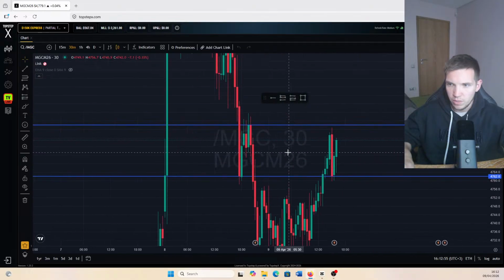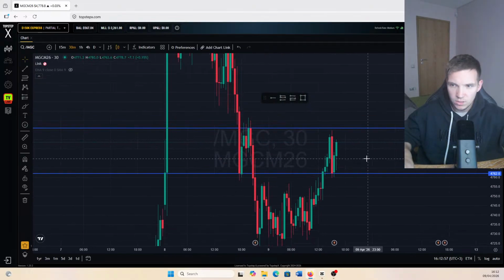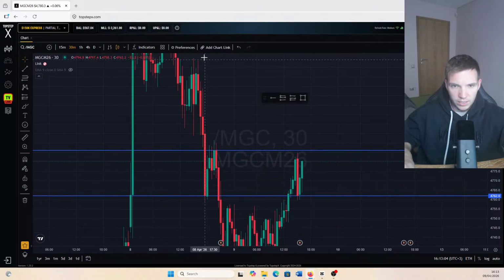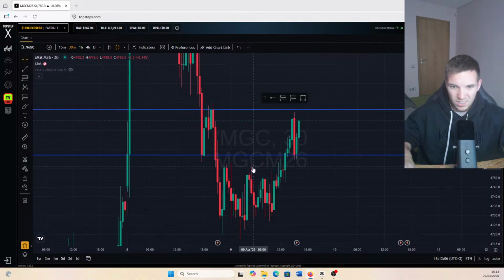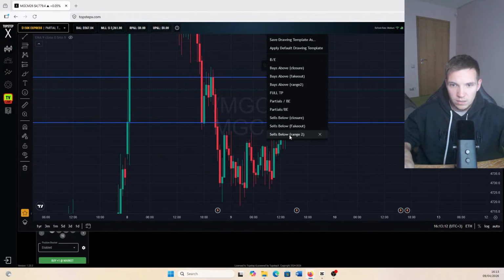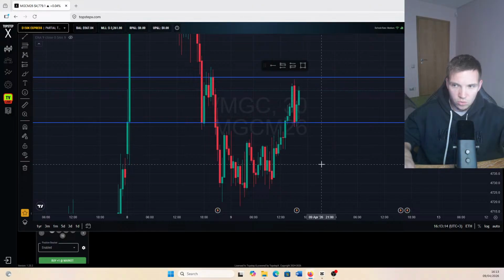Okay, we are back. So let's see. So yeah, clearly buys above, closure for this. As we can see, it's a clean range to the upside. Downside is a little bit more choppy, but for sells I would need, again, range 2 sells below.